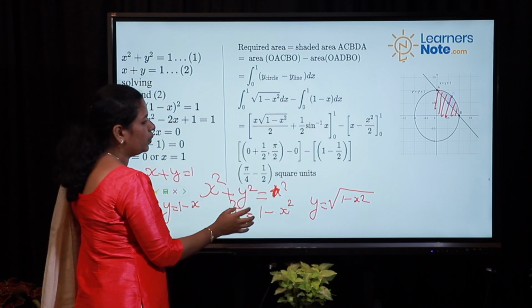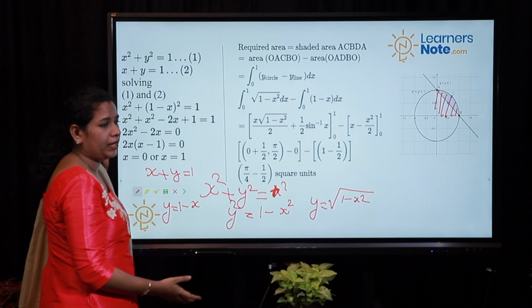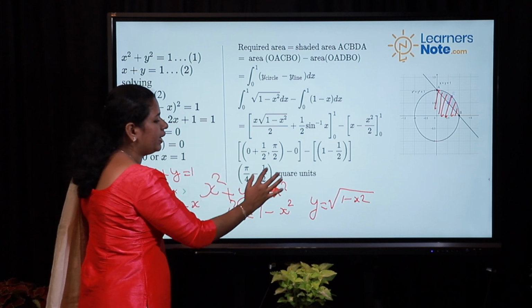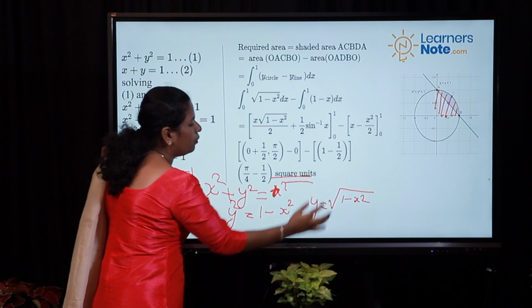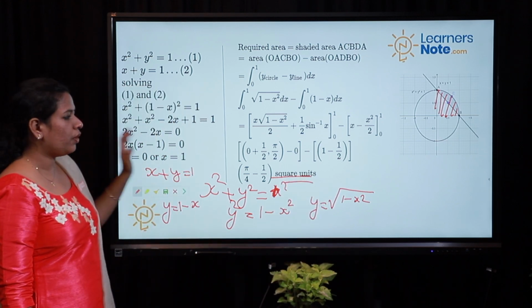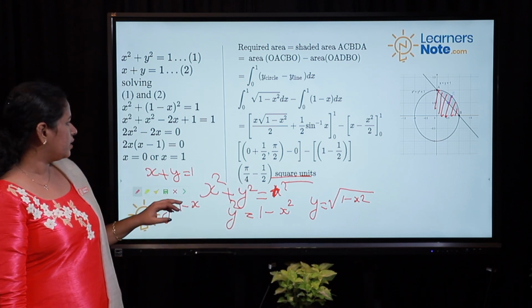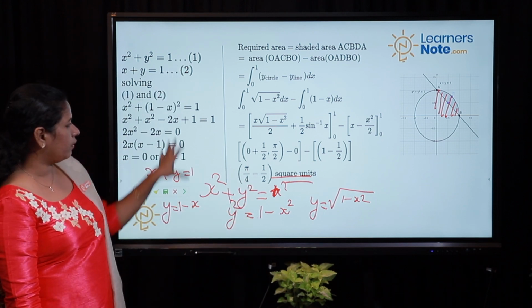After integration, when you apply the upper limit and lower limit, which you have all studied already, you will get your area as pi by 4 minus 1 by 2 square units. Don't forget to write the square units because area is usually expressed in square units. This is about the solving method.